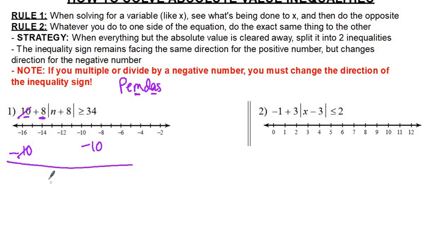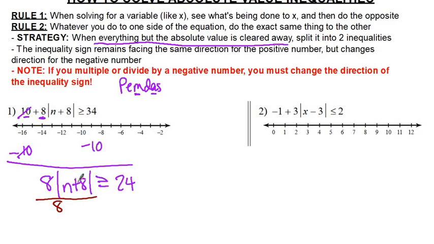So that goes away. We're left with 8 times this absolute value, and that's greater than or equal to 34 minus 10, which is 24. We're not able to do anything yet because everything with the absolute value has to be cleared away, and that's not true yet. There's still an 8 there, so we'll divide by 8.